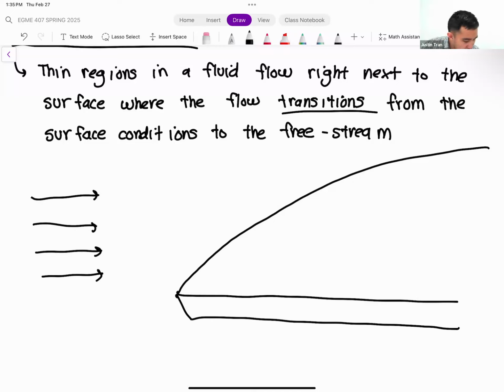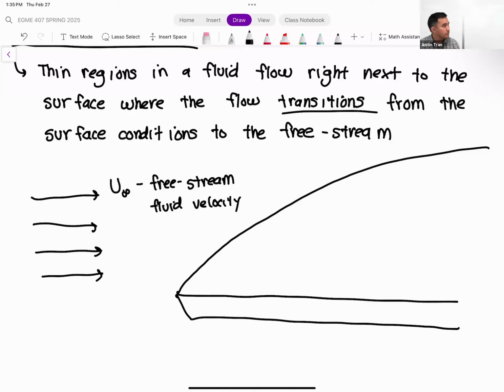All right, so this fluid is coming in, so it has some velocity. We'll call it U infinity. U infinity here, we'll call the free stream velocity of the fluid. We're assuming that the fluid is moving past at a constant velocity, and then it's going to strike this surface. Quite a few things are happening once it strikes the surface.